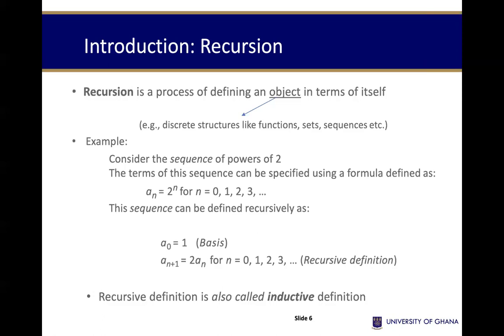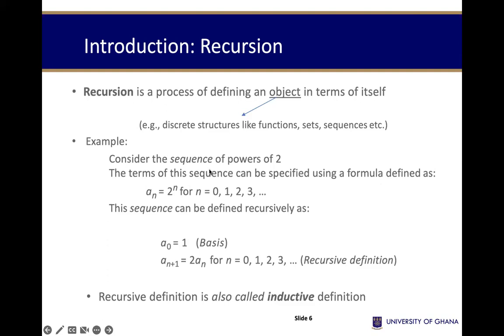Recursion. Recursion basically refers to the process of defining an object in terms of itself, right? So when you talk of recursion, you want to be able to keep on calling an object a number of times until a particular property is met or a rule is met or until convergence. And that's what we refer to as recursion. So the process of calling an object a number of times or defining an object a number of times is what we refer to as recursion. We make use of it in discrete structures like functions, sets, sequences, etc.